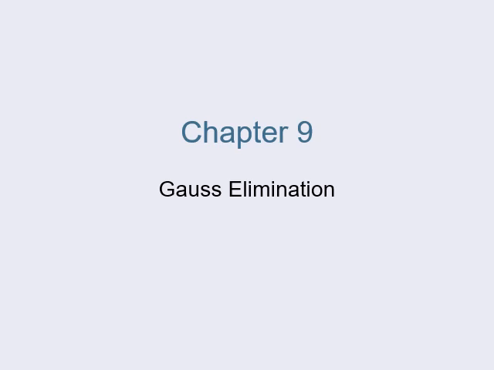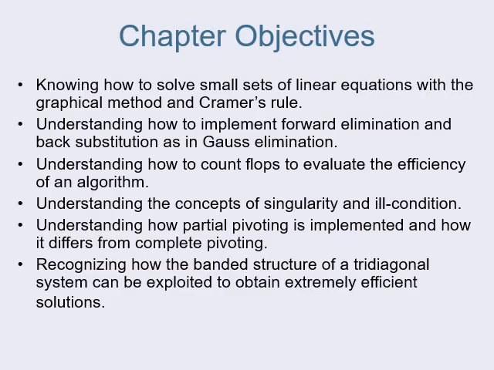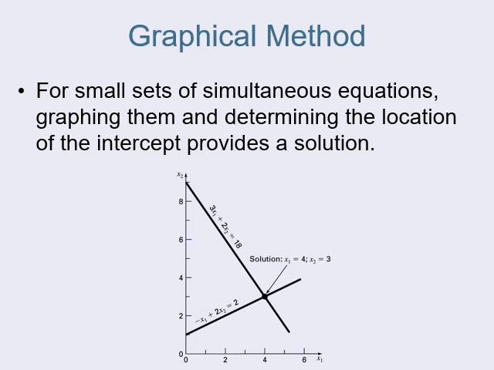Chapter 9 is called Gauss elimination, and now we'll look at methods to solve linear systems of equations. The graphical method, of course, you can draw the system of linear equations. So if you have two equations with two unknowns, then you can draw them, and wherever they intersect, that's the point of our solution. So that's a graphical technique.